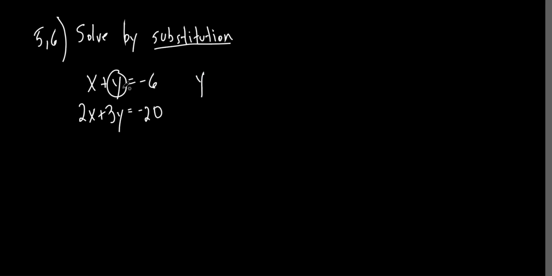So let's get y by itself. So we get the x, put it on the other side. What do we do to get rid of it? We subtract an x from both sides. All right? So that's not really the substitution yet. We just set ourselves up a little bit to do it.